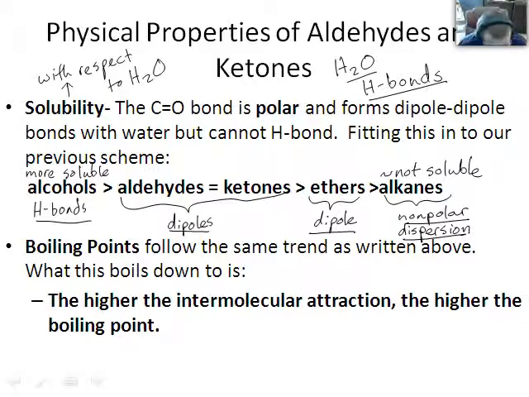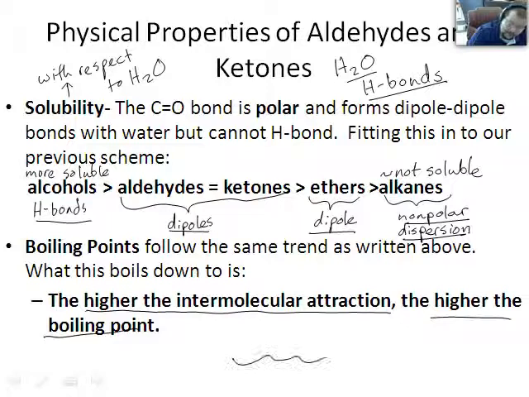Alright, and boiling points follow the same trend as the trend for solubility. Alcohols have the highest boiling point, all the way down to alkanes have the lowest boiling point. The underlying point here is pretty key. The higher the intermolecular attraction, the higher the boiling point. Boiling point is all about getting liquid molecules that are packed in close together to go to the gas phase. The easier it is to break the interactions between the molecules in the liquid, the easier it is to get these molecules and atoms to go into the gas phase.